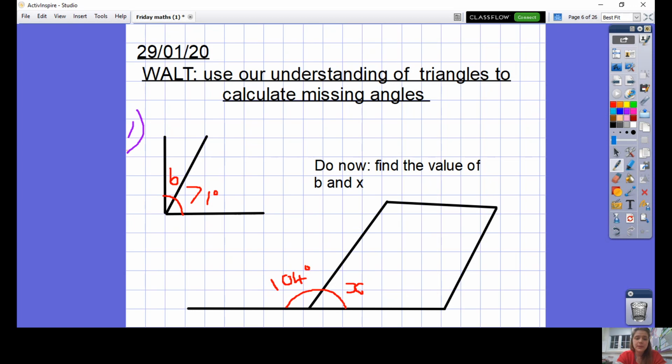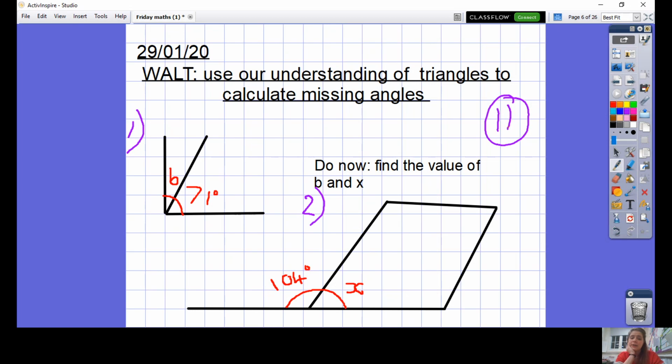Question 1 is very similar to the work we did yesterday. Make sure you find the whole and then take away what you already know. Question 2 is a little bit more challenging because you've got to think a tiny bit more carefully about what your whole is. But again, you're looking for that unknown value. Please pause the video now and try and find those 2 values.